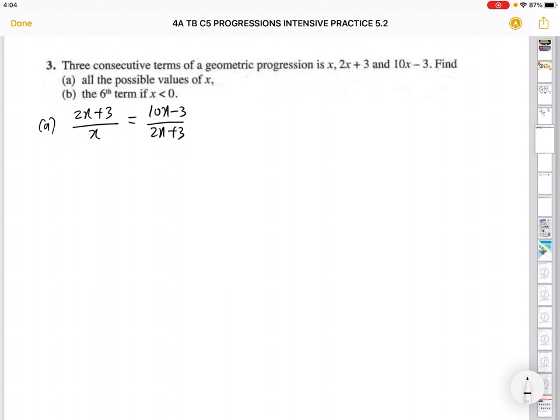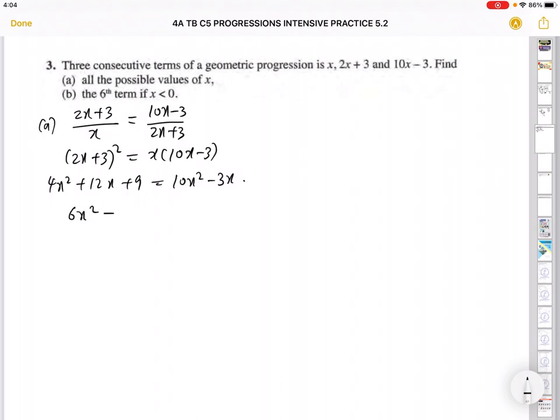So I will cross multiply first: 2x plus 3 squared equals x times 10x minus 3. Expand this bracket. This is 10x squared minus 3x. Rearrange to the same side. 10x squared minus 4x squared is 6x squared. Minus 3 minus 12 is minus 15. Bring the 9 over, bring everything to the right hand side. You will get this. As we divide by 2, divide by 3: 2x squared, 5x, and 3.